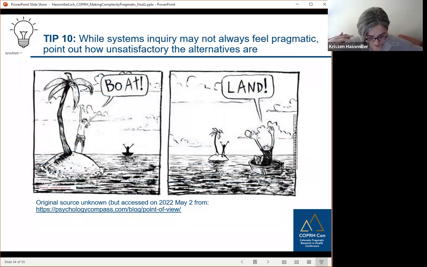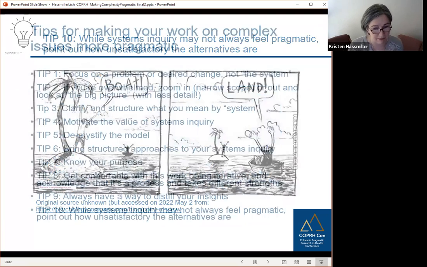The alternative is that with all of our very different mental models and perspectives, we're trying to make decisions with all of this in our head. So I just encourage you to say that to folks, to have them be a little more patient with the systems inquiry. And with that, I'm all done.